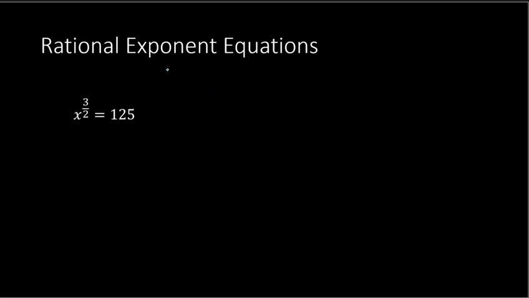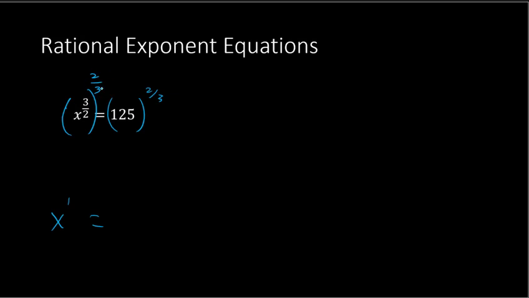So for these type of equations, what we can do, our technique, is we want to raise both sides to some power. And the power we raise it to is going to be something so that on the left side, your final answer would be x to the first power, or just x. So to do that, we can raise both sides to the reciprocal power. So the reciprocal of 3 over 2 is 2 over 3.